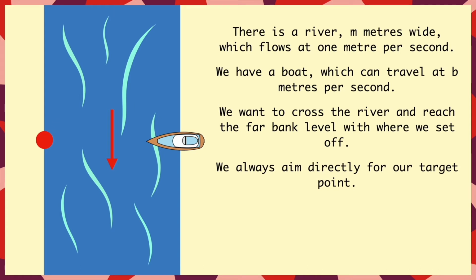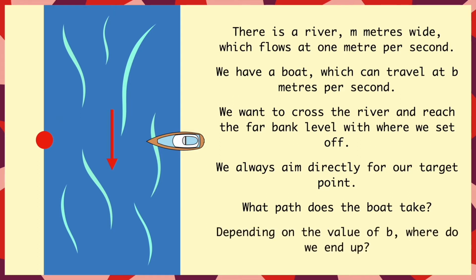We always aim the boat straight towards the point we want to reach. Given this information, what path does the boat follow? And depending on the value of b, where does the boat end up? Pause the video now and try the problem for yourself. Then I'll reveal the solution in a few seconds.